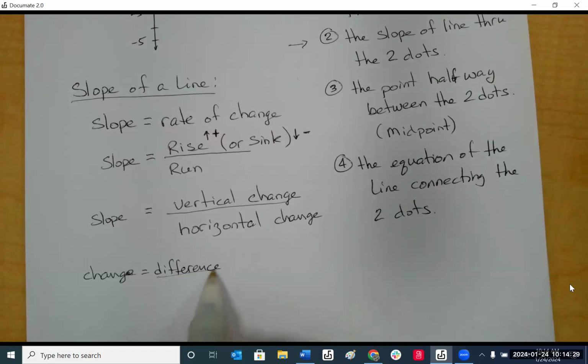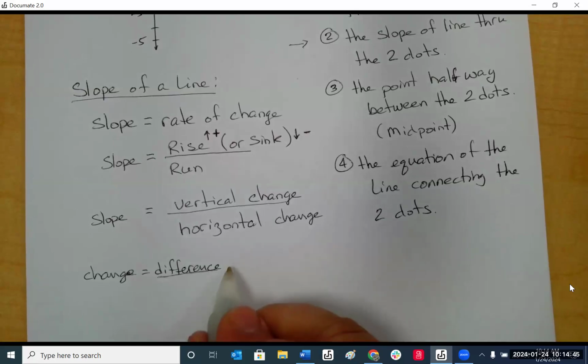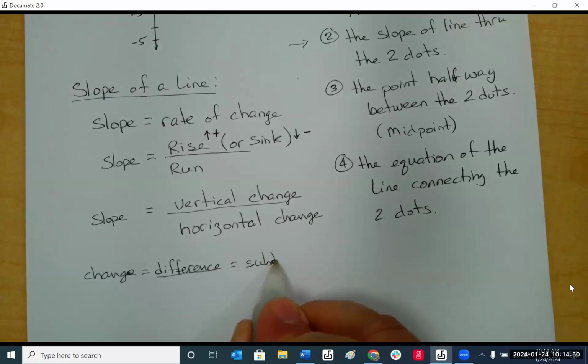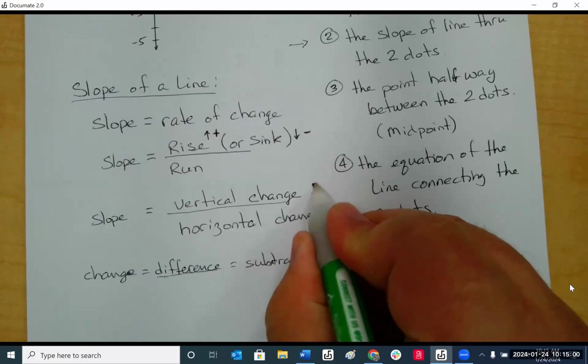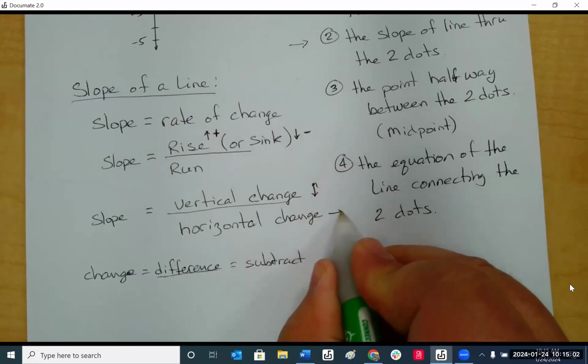In mathematics, what symbol does difference represent? Is it add, subtract, multiply, divide? Difference means subtract. Because look what we're doing here. Remember, we have a vertical that's up and down, and horizontal is always to the right.